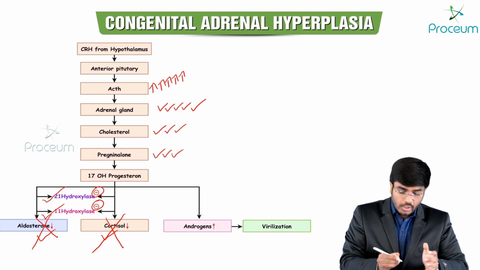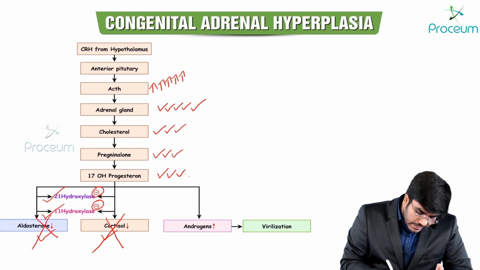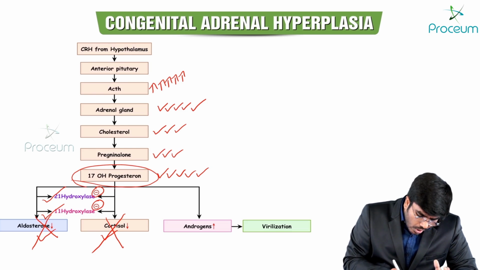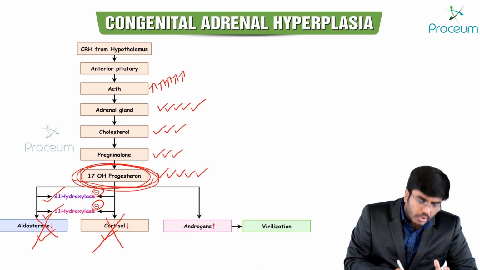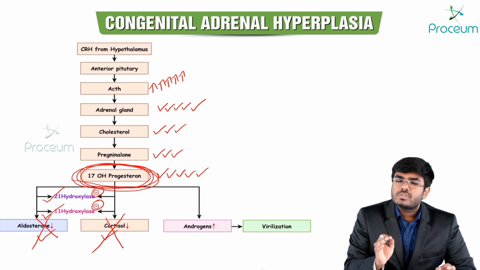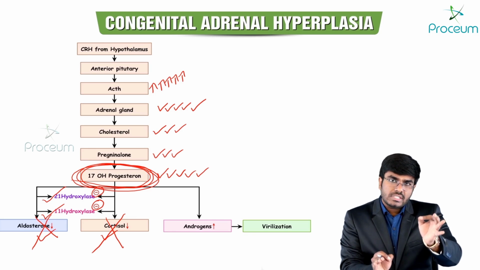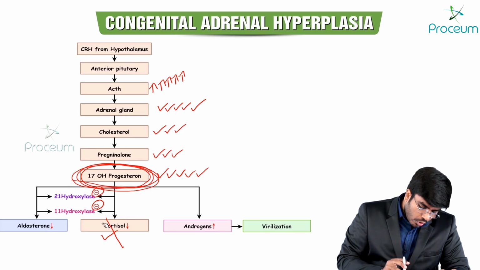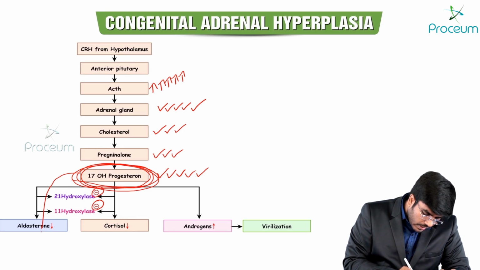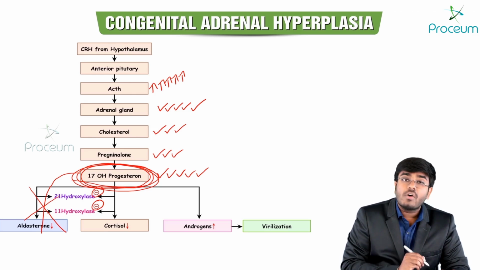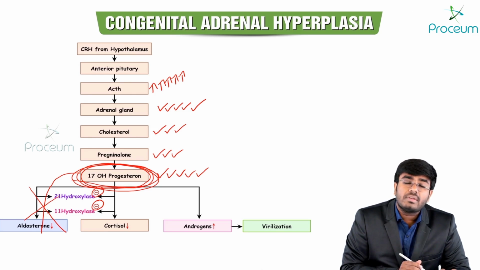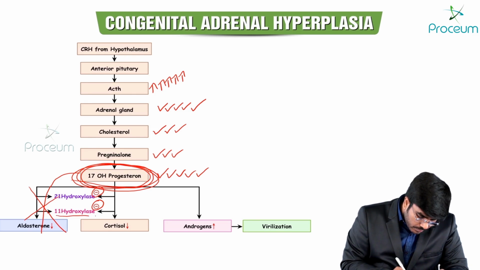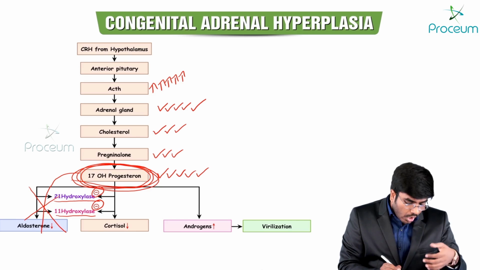There is too much pregnenolone, and all that pregnenolone is getting converted into 17-hydroxyprogesterone. So now there is lots and lots of 17-hydroxyprogesterone. Now my question is, can this 17-hydroxyprogesterone go into the pathway of aldosterone? No, the 17-hydroxyprogesterone cannot go into the pathway of aldosterone. Why? Because there is no 21-hydroxylase or 11-hydroxylase. Because of the deficiency of these enzymes, aldosterone cannot be formed.